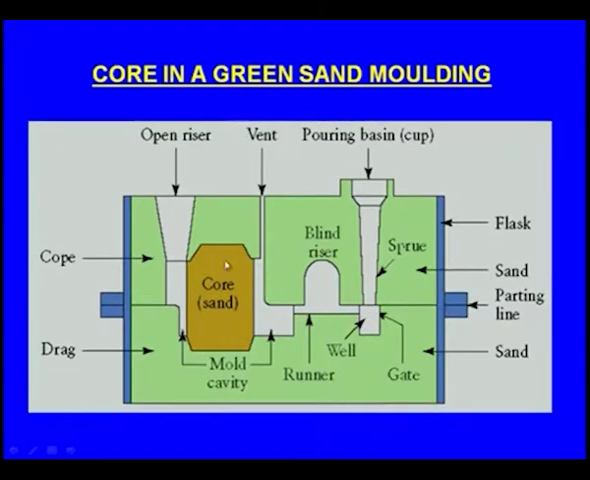Now, inside the mold cavity it is a cylindrical shape. We want a hollow cavity at the center. So, we have kept a sand core here. Now, the molten metal flows around the sand core and finally it rises through the riser. Once it rises through the riser, we stop pouring the molten metal. So, that is the concept of the core.